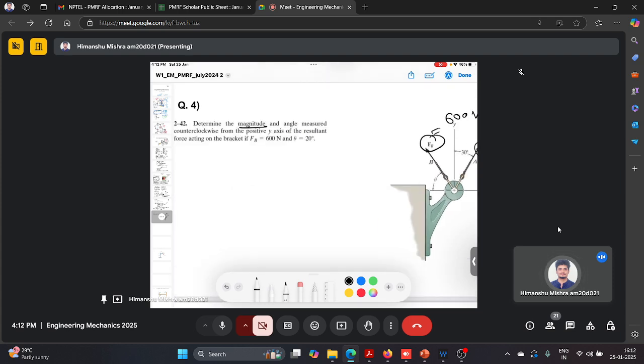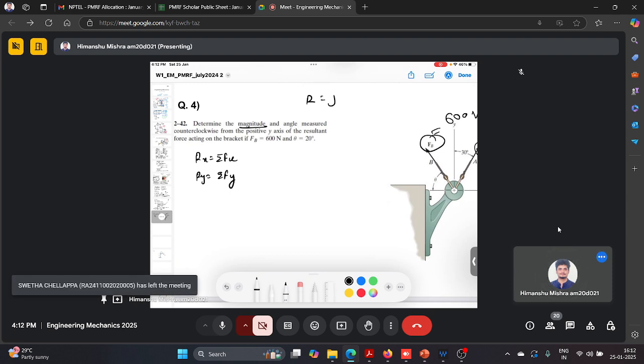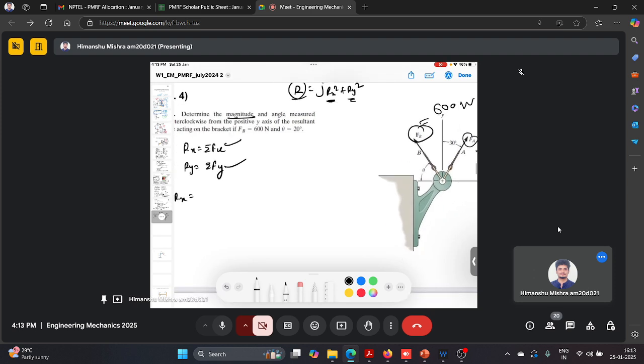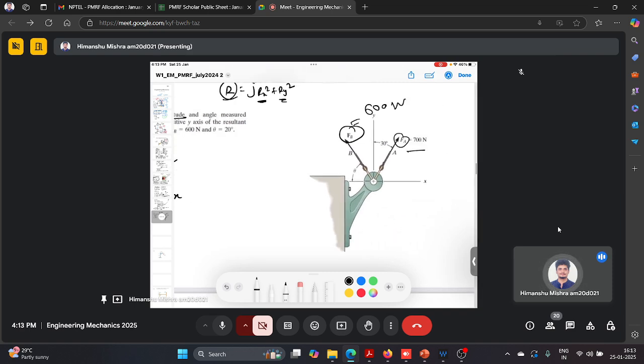So again use the same fact that Rx is the summation of Fx and Ry is the summation of Fy, and we need to calculate the magnitude of the resultant force, which is equal to the square root of Rx square plus Ry square. In order to calculate it, we need to calculate Rx and Ry first, by summing all the forces in the x and y directions. So Rx will be Fax plus Fbx. And what is Fax?